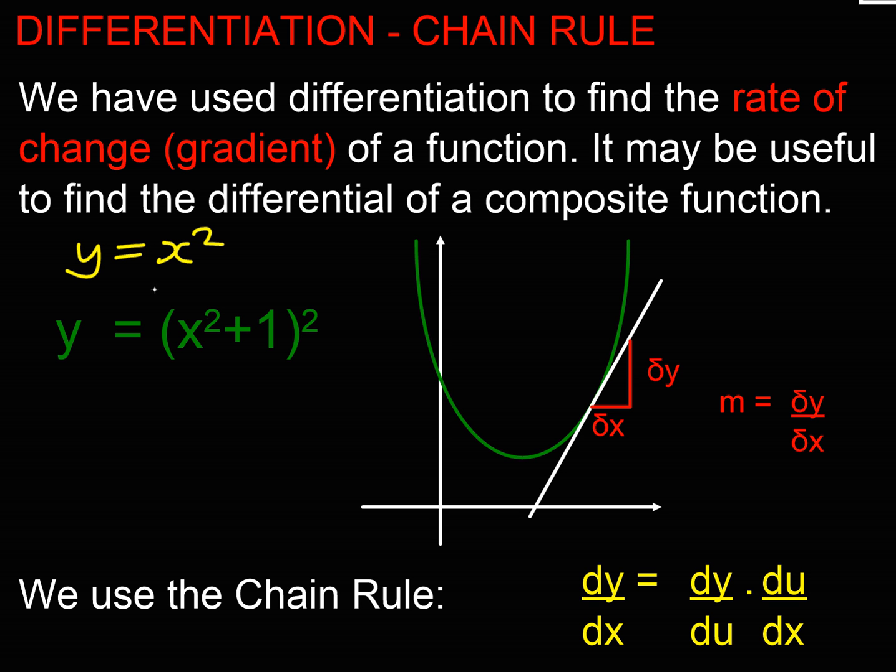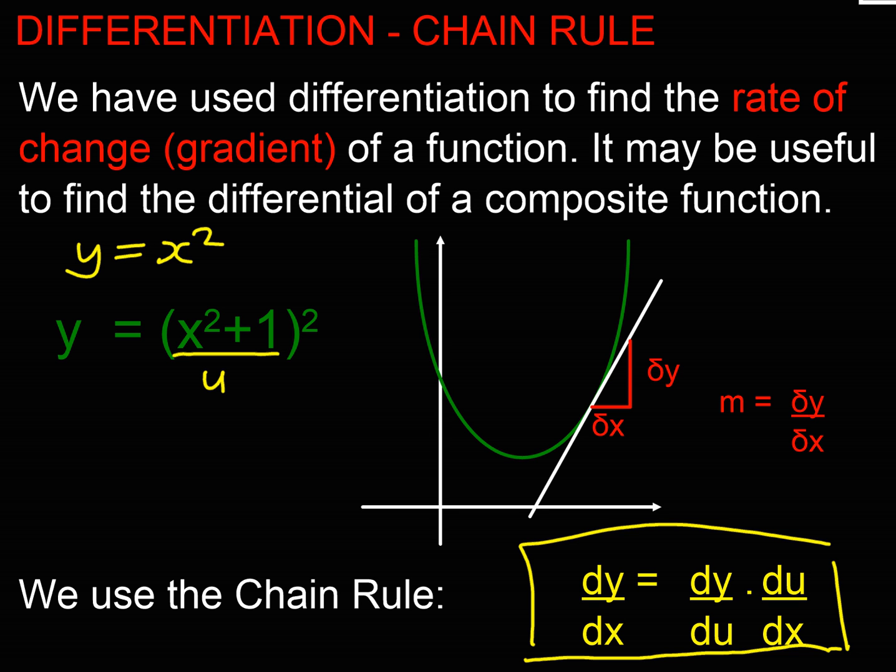where rather than having x in the bracket as a square, we've got x squared plus 1 in a bracket all squared. And to do this, we use this chain rule here, which I've written down: dy by dx equals dy by du times du by dx. So what we need is some variable u, which is going to effectively be our substitute. And in this case, our u would be what we've got in the bracket here, x squared plus 1.